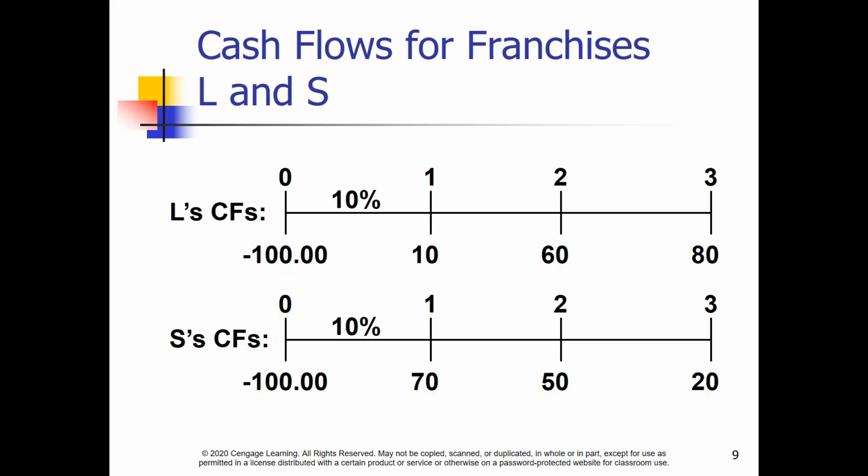In a mini case, we're presented with 2 projects, S and L. Both cost $100 to launch. Project L's cash flows grow over the 3 years of its life. Project S's cash flows start high and decline.